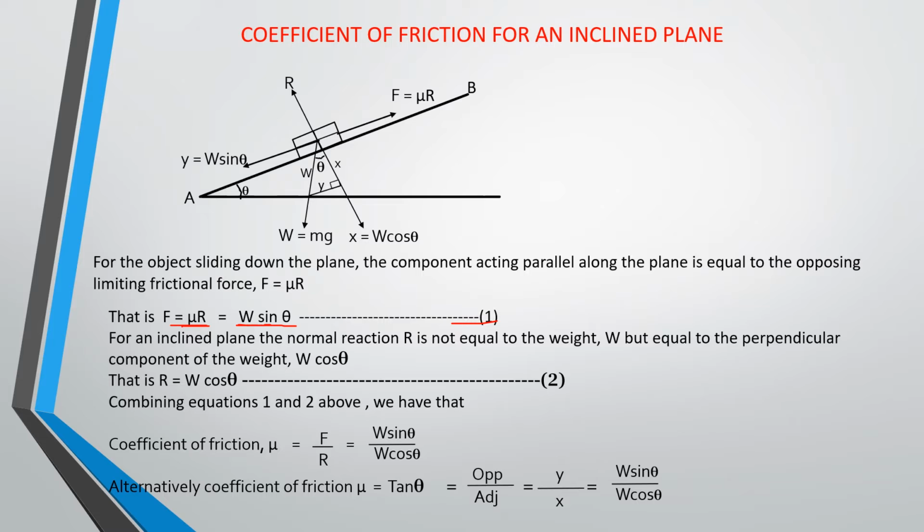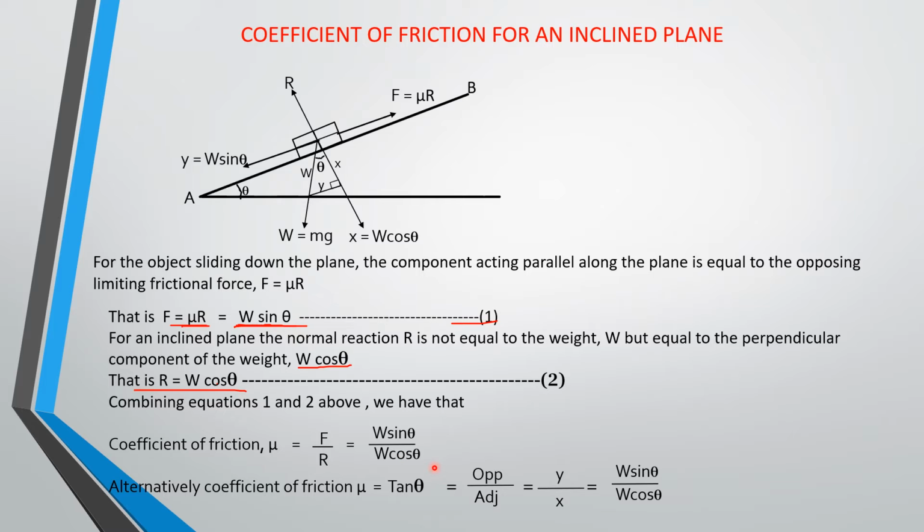Now for an inclined plane, the normal reaction is not equal to the weight, but rather is equal to the perpendicular component of the weight. So the normal reaction is equal to w cos theta. For you to find the coefficient of friction, it is given by frictional force all over normal reaction. So if you bring these equations here, you see that the frictional force is equal to w sine theta, and the normal reaction is equal to w cos theta.